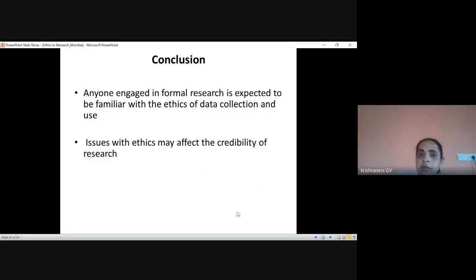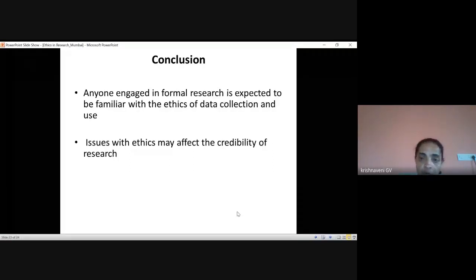So finally, to conclude, anyone engaged in research, any formal research, is expected to be familiar with the ethics of data collection and use.